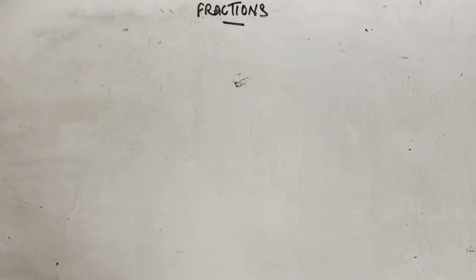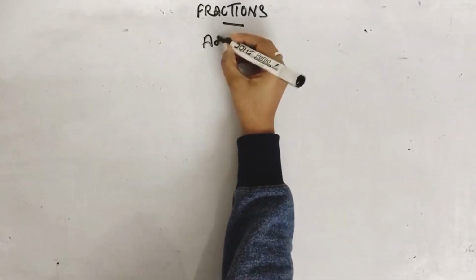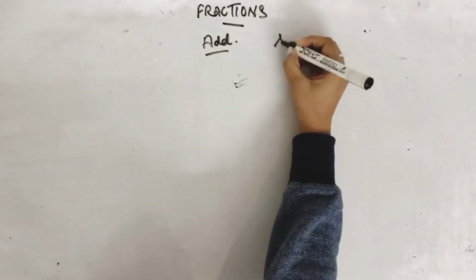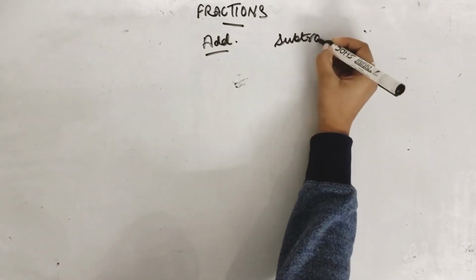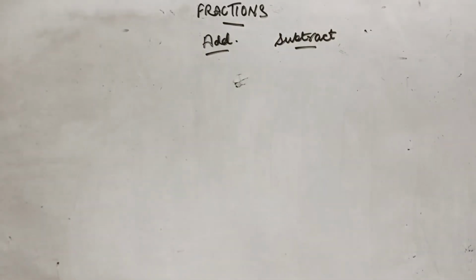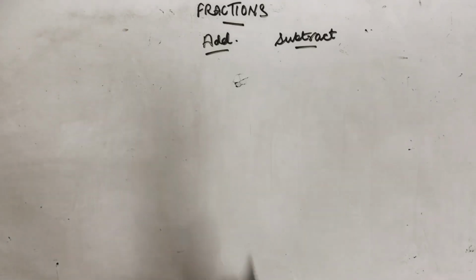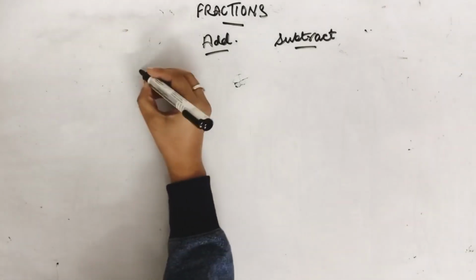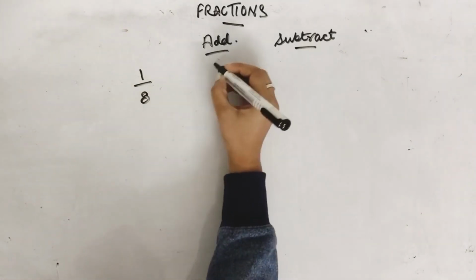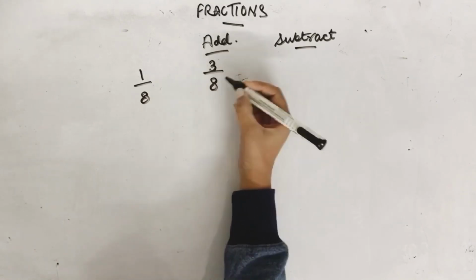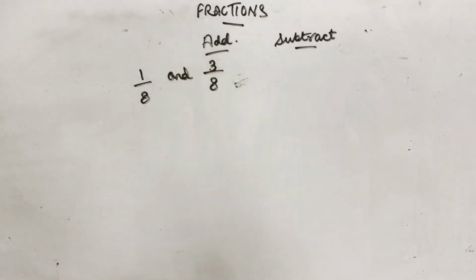Addition of like fractions. We'll see how to add and subtract fractions if they are like fractions. Like fractions are those fractions whose denominators are the same. Let's say I'm taking an example, 1 by 8 and 3 by 8. These are two fractions and you have to add them.